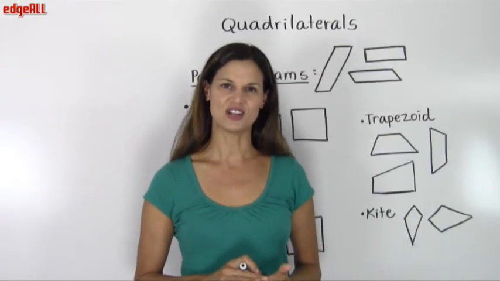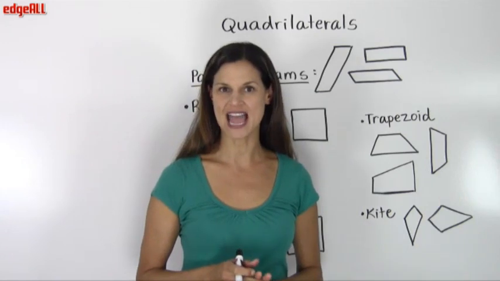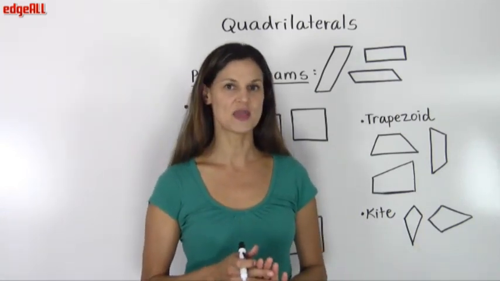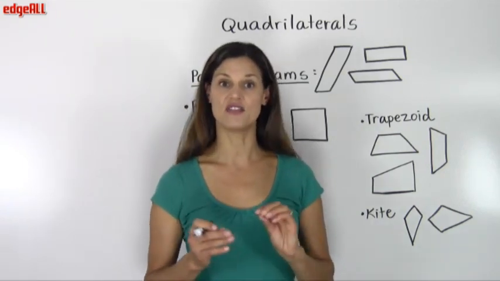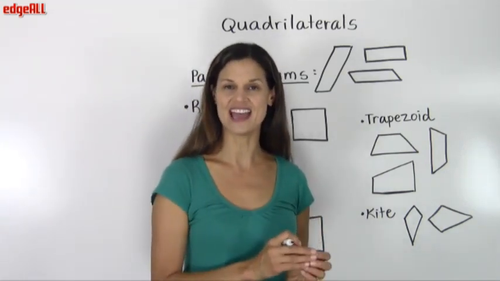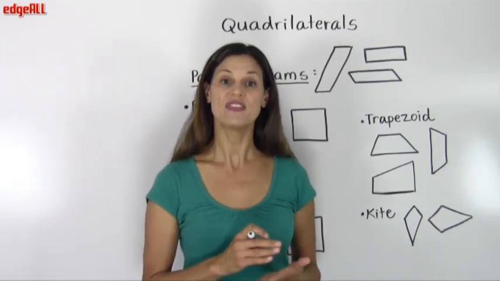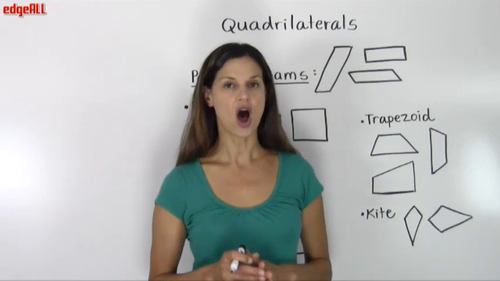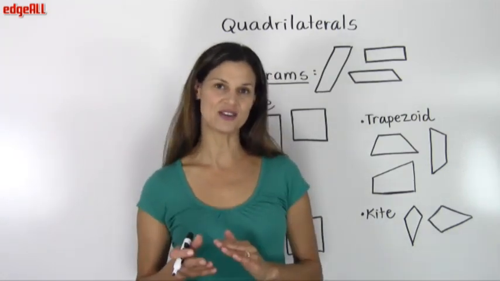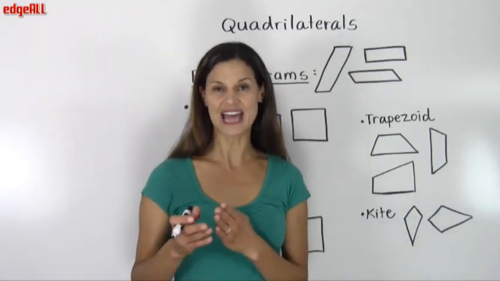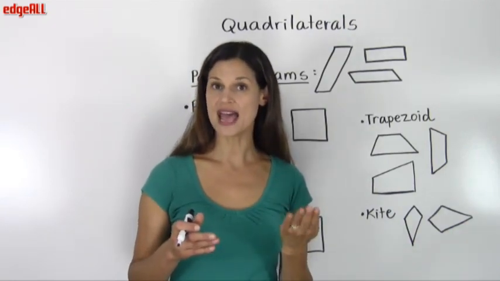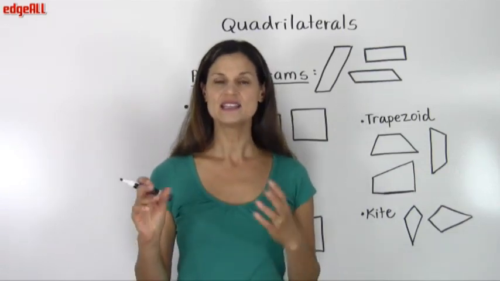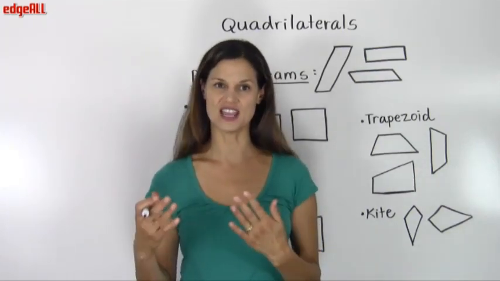A quadrilateral is a polygon with 4 sides. There are 5 main types of quadrilaterals. All 5 of the 4-sided shapes we are going to look at are quadrilaterals, but they have some properties which separate them from one another. When you hear the word quadrilateral, think of quad as meaning 4 and lateral as meaning sides. So it's simply a 4-sided figure.